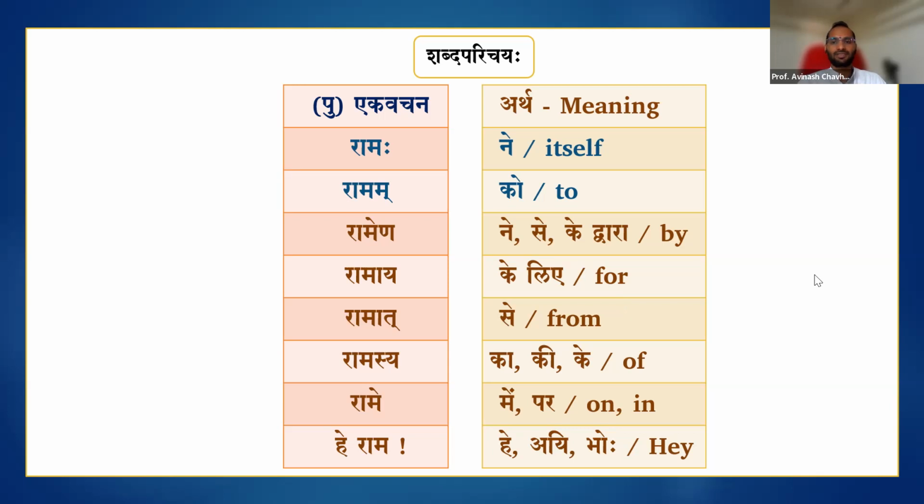Ramaya, Chaturthi Vibhakti. Chaturthi Vibhakti is used for "ke liye", or whenever you use Chaturthi, it will be translated as "for Rama". Right? For. Okay. Panchami. Whenever we use Panchami, that word will be translated as "from", like from Rama. From Himalaya, Ganga comes, like that.